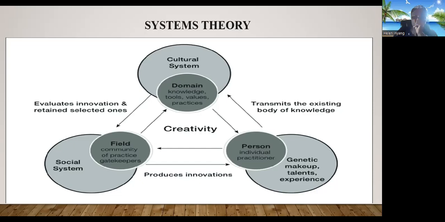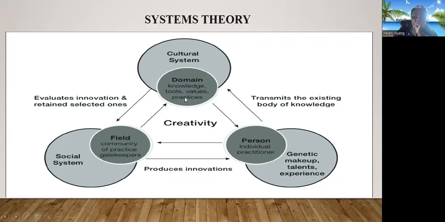So from here, we have been able to see that the cultural system has to do with the domain, then the individual system, that is the person itself, has to do with genetic makeup, and then the field, the community itself, is the social system. And then evaluate the innovation and retain selected ones. Then we can see the innovations, the creativities. The arrows here go up and down. There are two-way flows. It flows both ways.